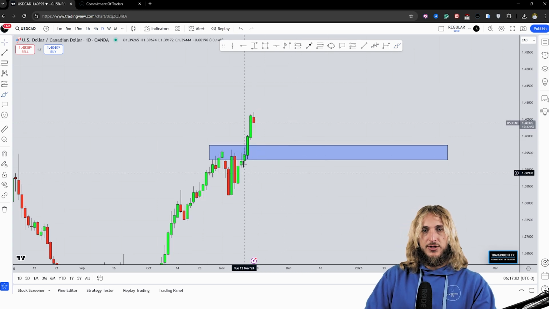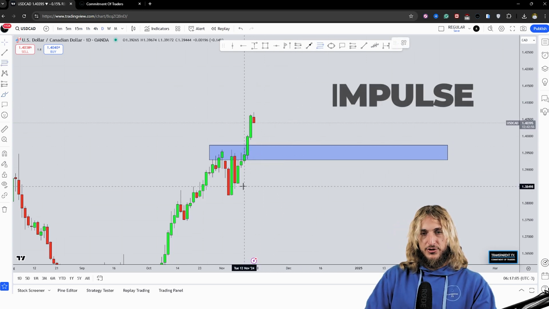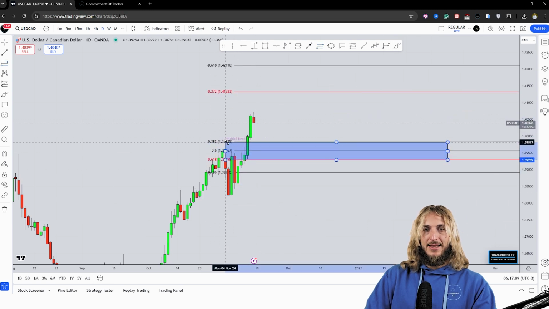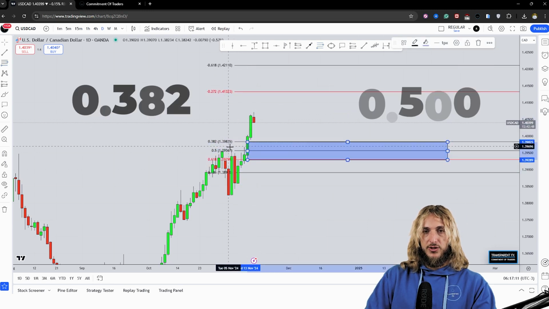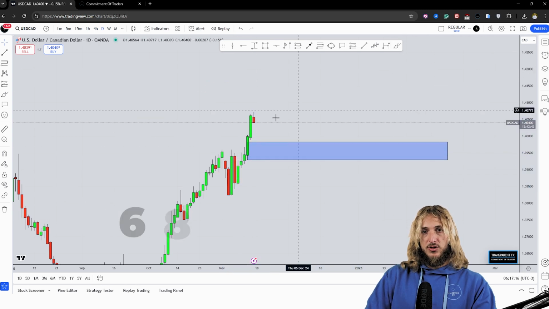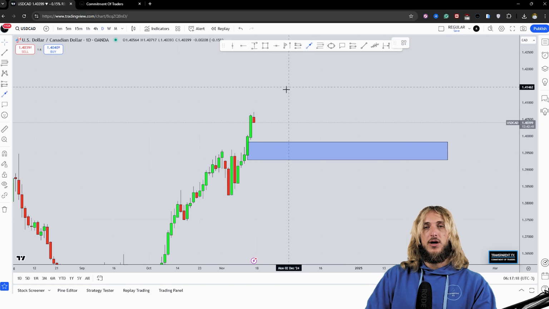Now, also here on the daily, as we have an impulse, if we want to measure the correction, we have to take our Fibonacci from the low to the high of the impulse leg, and this gives us three levels, the 0.382, the 50%, and the 0.618. Which are quite strong levels of previous resistance, which now are turned support.